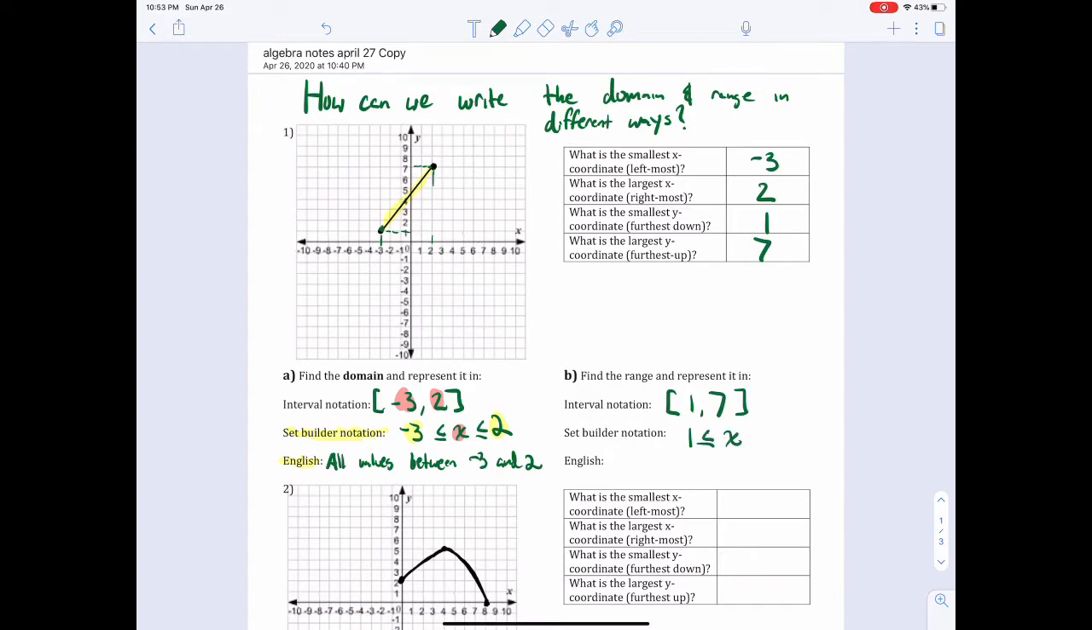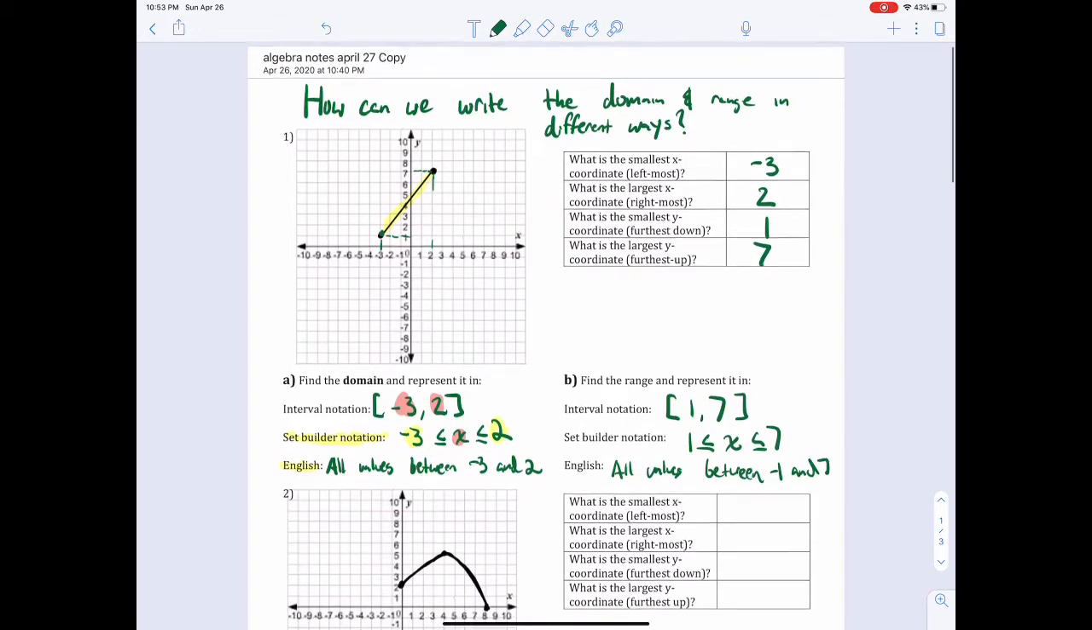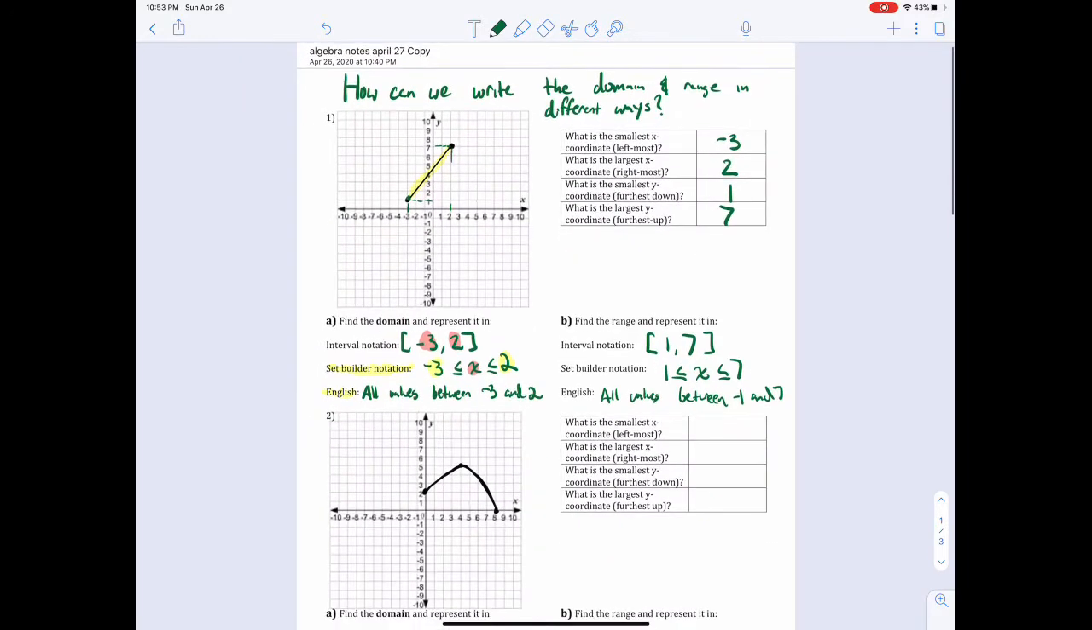All right, for the range, set builder notation, it's going to be all values between 1 and 7, so 1 is less than y, but y is also less than 7. So keep it consistent, all values between 1 and 7. Excuse me, sorry, range is y, so it's all y values between 1 and 7.